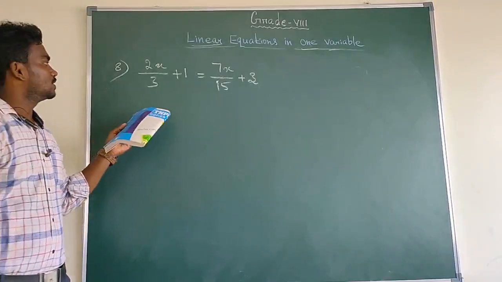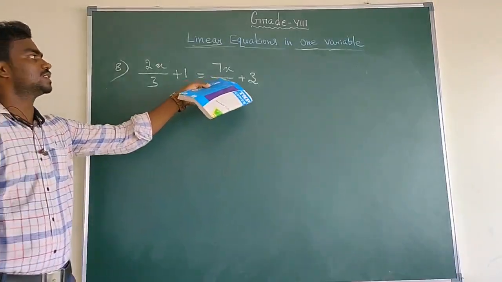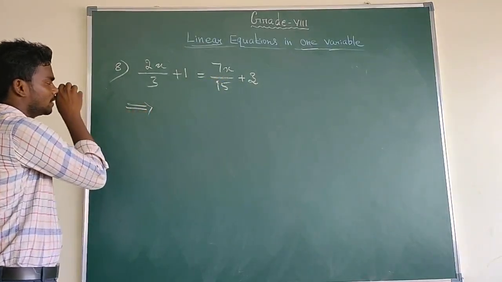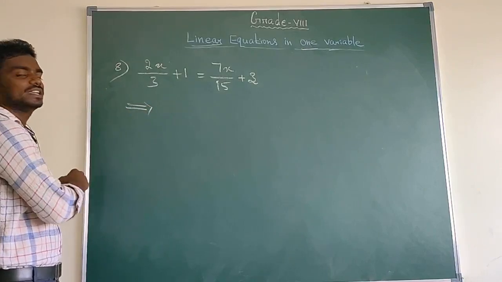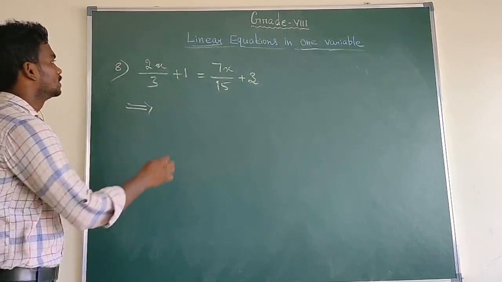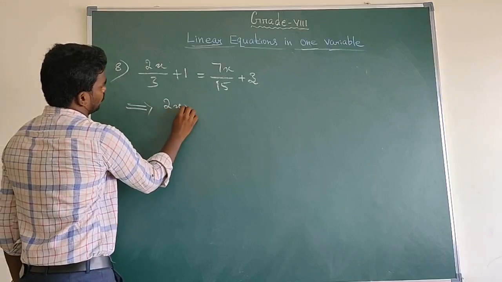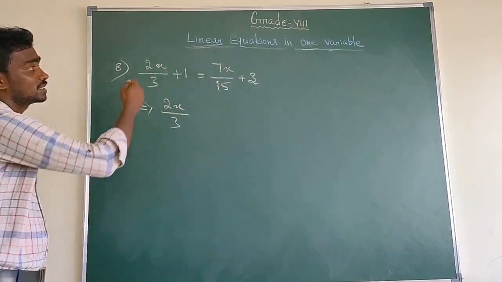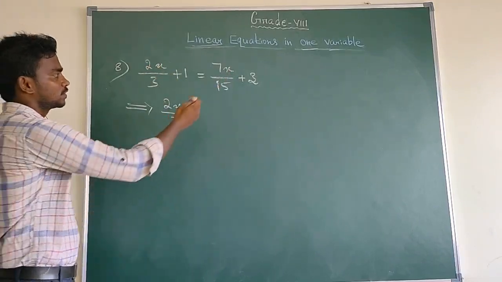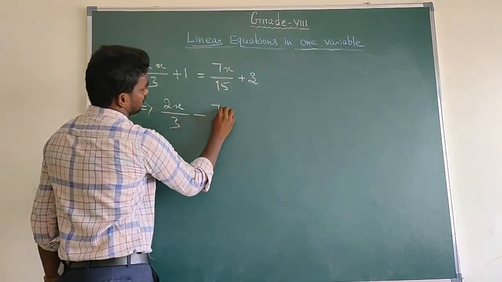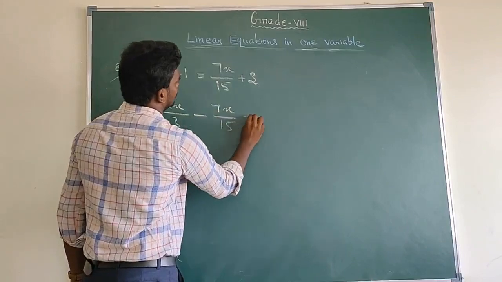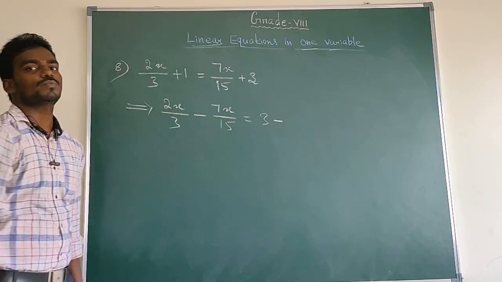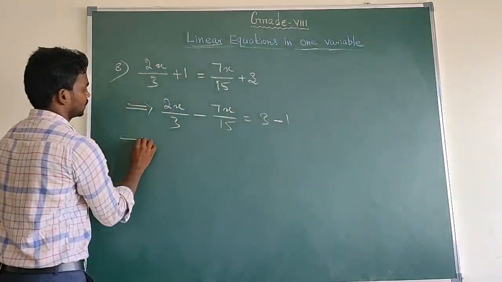Next, what is our 8th question? 2x by 3 plus 1 is equal to 7x by 15 plus 3. This is also solved by the same method, equating the constants and variables separately. On the left side we have 2x by 3, and on the right side the variable value is 7x by 15. This is transposed to the left side as minus 7x by 15, which is equal to 3. And the plus 1 is transposed as minus 1.